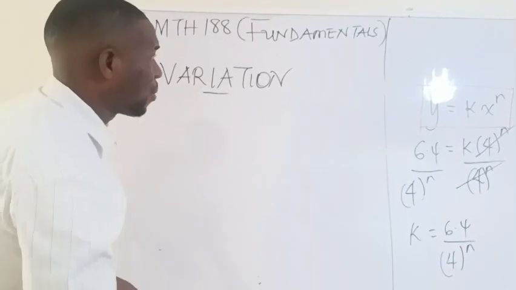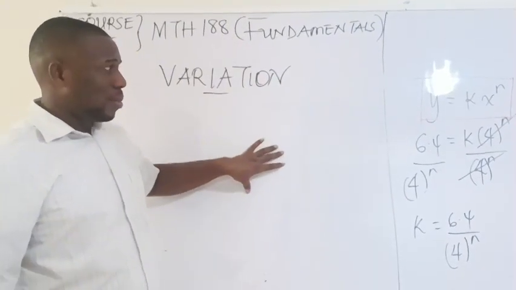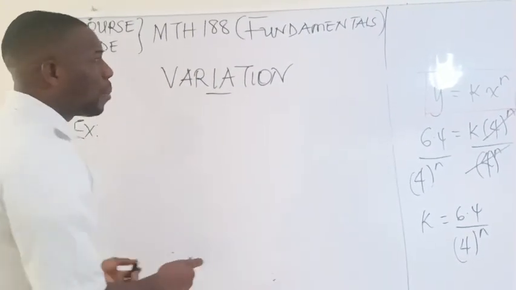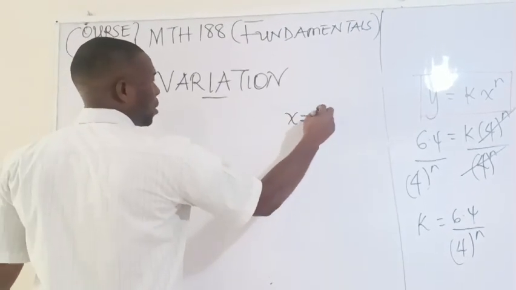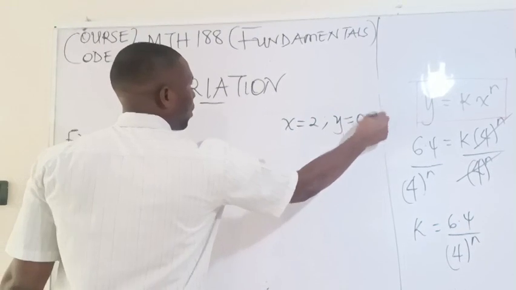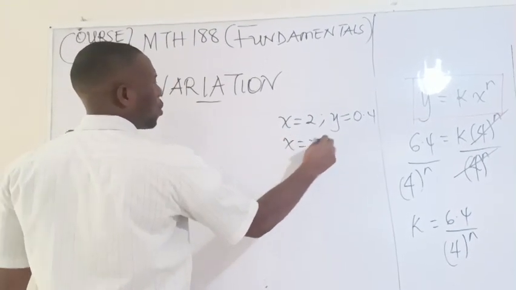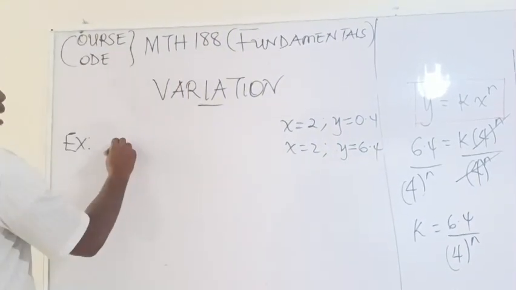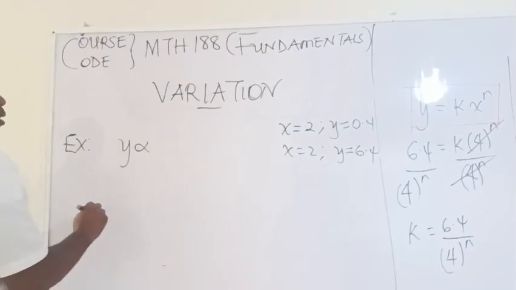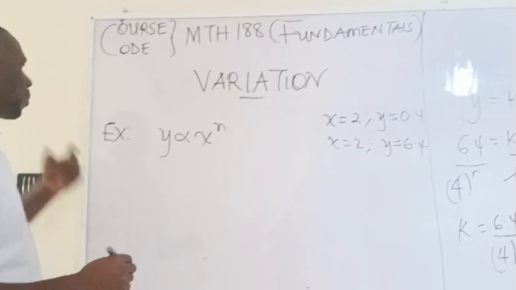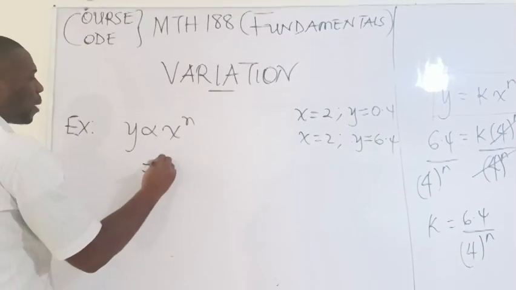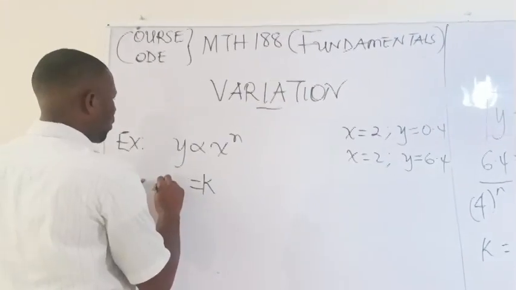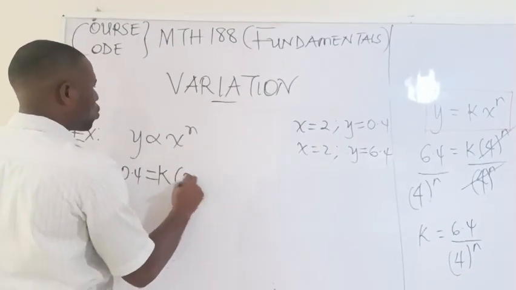All right, so to find k now, I'll go back to either the first expression I got when I stuck in the values of x and y, or the second. So if I could remember, the first value of x was a 2, y was given to be 0.4, and the second value was when x is 2, y is 6.4. All right, so let's move on now. So the relation between x and y is y varies directly to x raised to a certain power. Now I could replace this sign with an equals to sign followed by a constant of proportionality k, and of course I will stick in the values of y and x. Y is 0.4 here, and x is just a 2, and this is raised to power n.